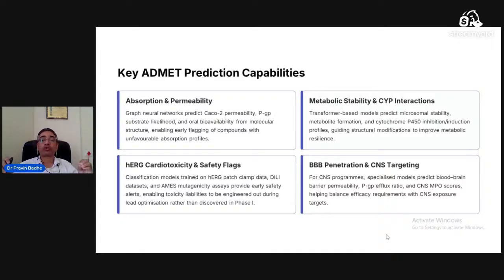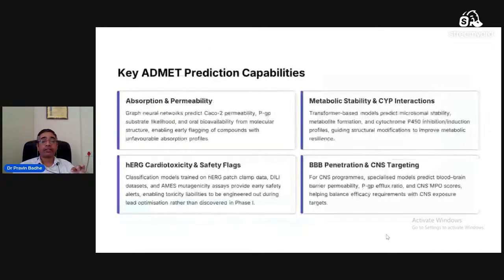And the fourth one is the blood-brain barrier permeability, which can be understood at the initial stage, so that can be balanced efficaciously, so that way only the leads which can be taken further can be studied in vivo with the help of the AI optimization at the initial stage only.